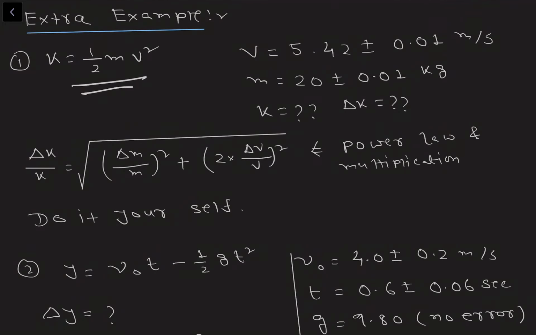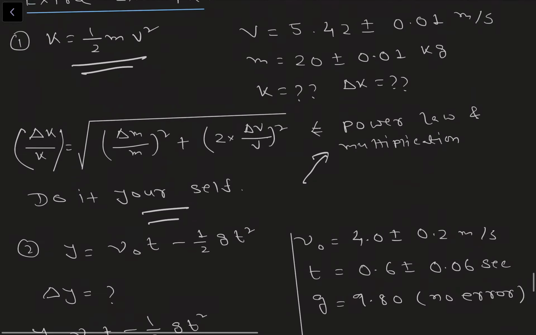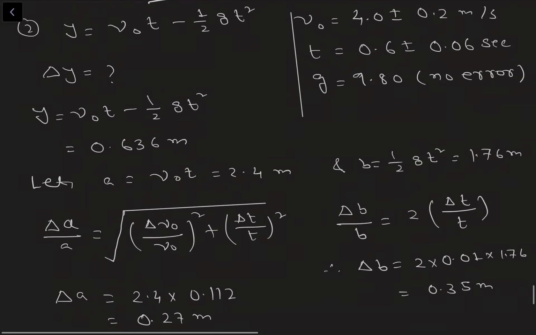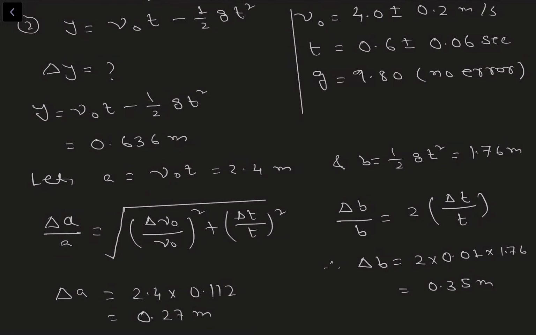So here is some extra example. In case of kinetic energy calculation, how to calculate error in the kinetic energy, you can do it yourself. Easy. Here we use both power law and multiplication rule. Calculate it and put it in the comment section.